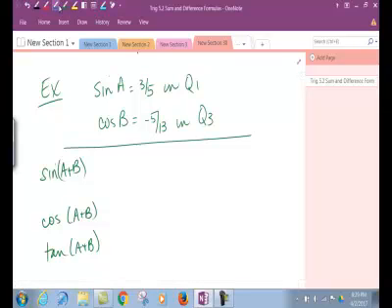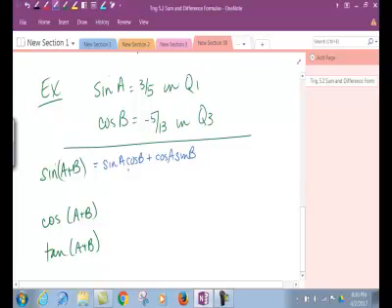All right? So in the beginning, I recommend that when you do a problem like this, you always write the formulas out because it's such good practice. And then once you have the formula written out, it's really just a matter of putting the values in below it. Okay? So we know that's the formula for sine A plus B.